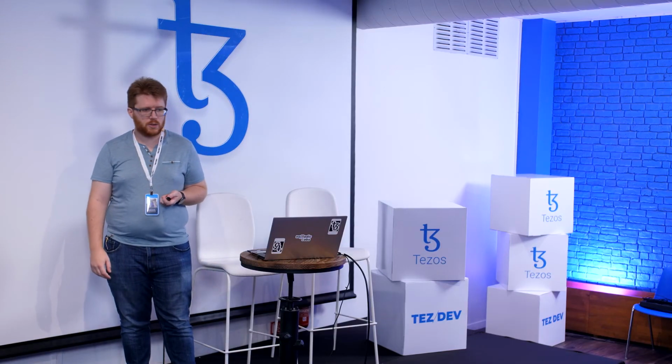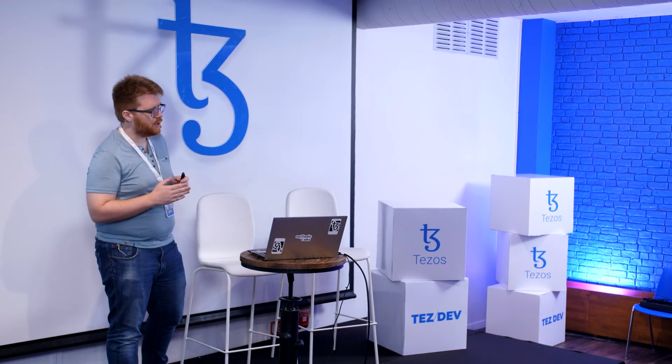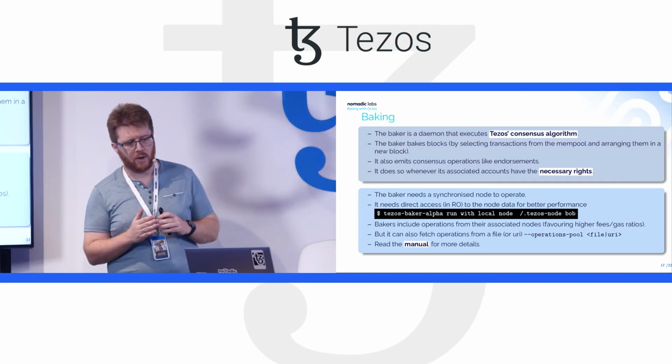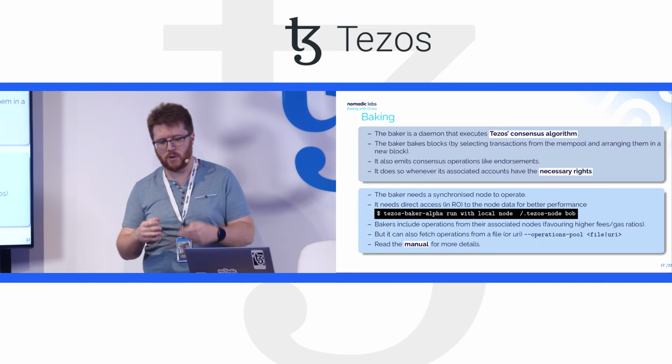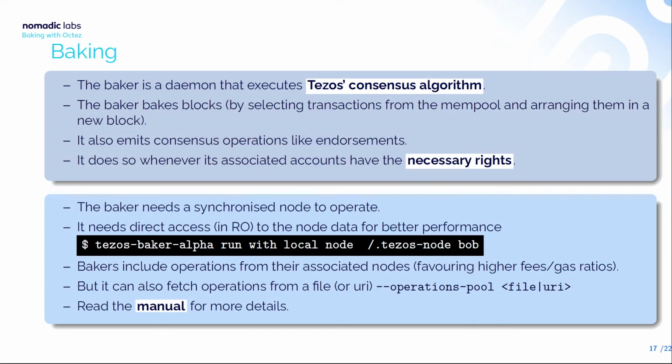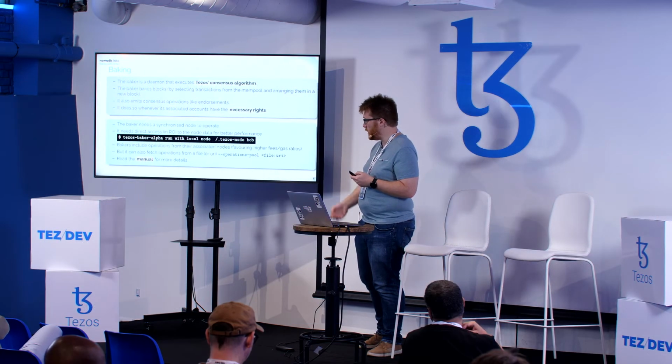So we've seen the node, we've seen the client, but there is also the baker. The baker is the daemon that executes the Tezos consensus algorithm. It's used to bake blocks, so to produce the blocks by selecting some transactions from the mempool of a node and arranging them into a block. It also emits consensus operations like endorsements. To do so, it needs to have the necessary rights, and to have the necessary rights, it needs to be associated with an account with stake. So you have to have some stake in the network to be able to run a baker and have it bake some blocks. The baker needs a node to run.